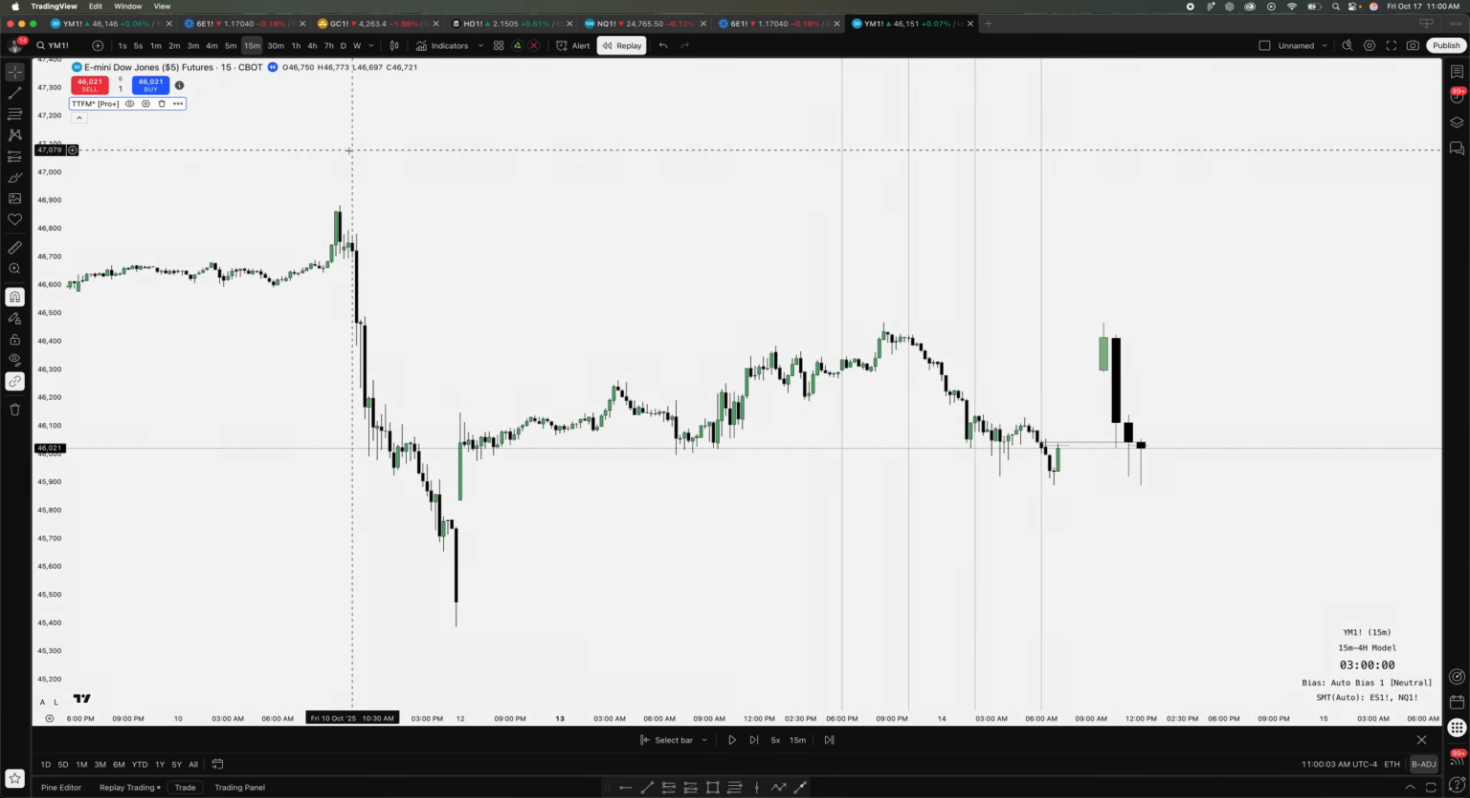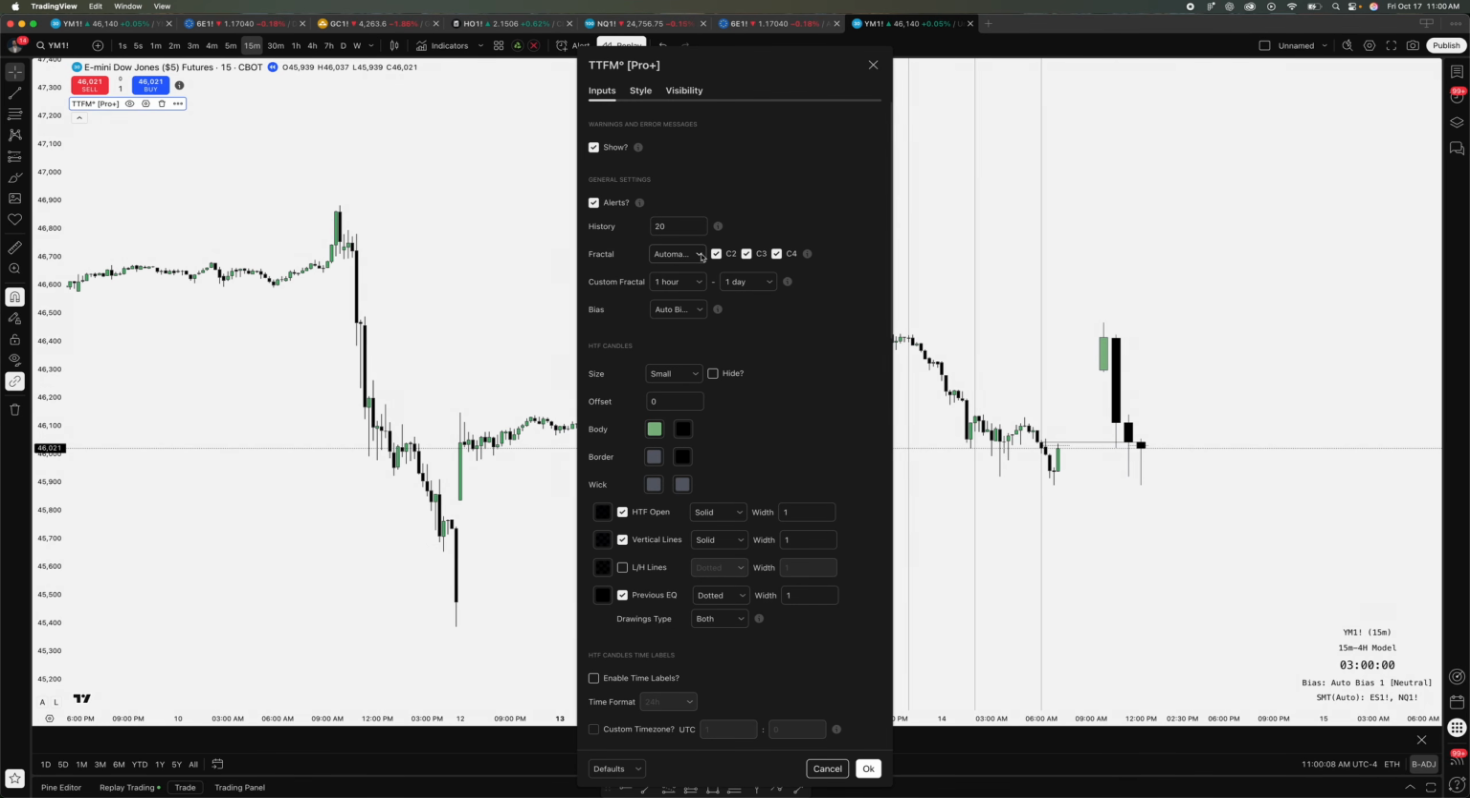An easy way to see where the bias is coming from for the auto bias is to simply go to the settings of the fractal model indicator, click the drop down under fractal where it says automatic, and simply look at the time frame alignments. If you're on a 5-minute chart, the higher time frame fractal is the 1 hour. Therefore, Auto Bias 1 is one time frame up. That's the 4 hour. If you're on Auto Bias 2, that would be two time frames up. That would be the daily.